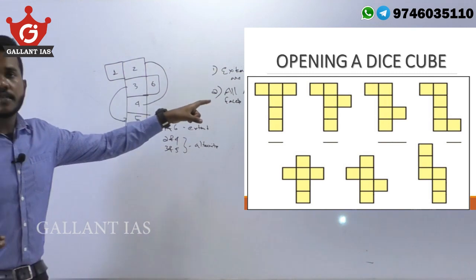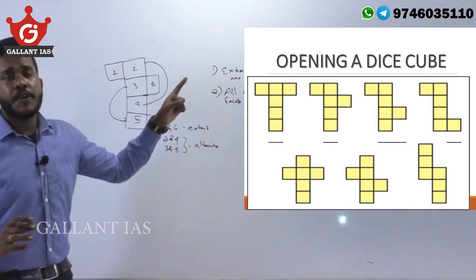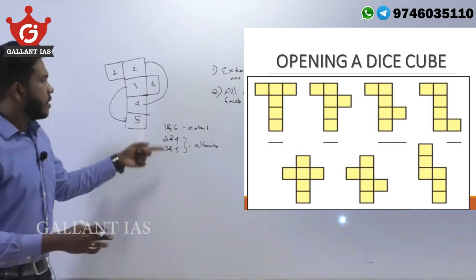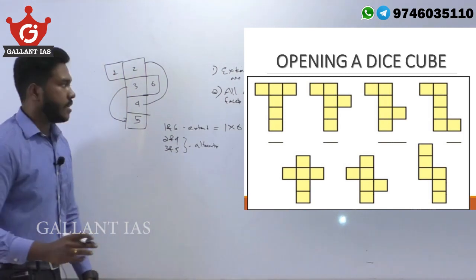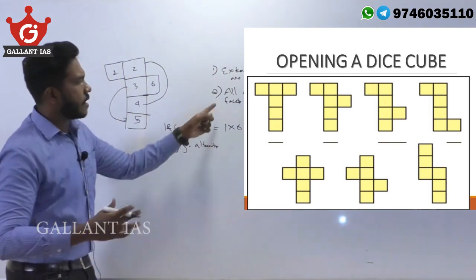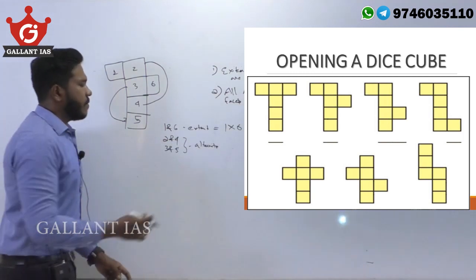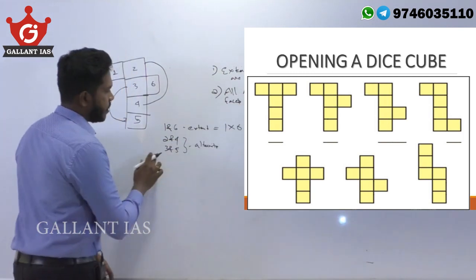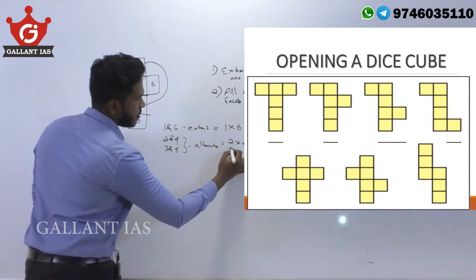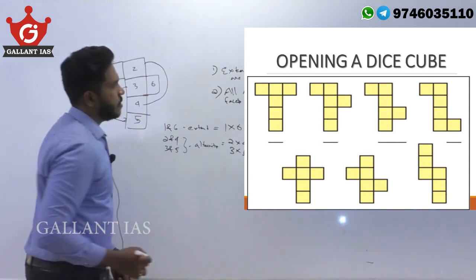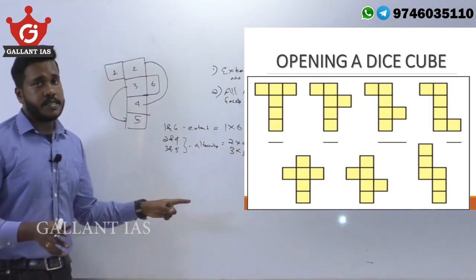What are the basic properties of these formats? The extended faces will be opposite to each other, so 1 will be opposite to 6. Similarly, consider the second property: the alternative faces will be opposite to each other. So we will get two pairs of opposite sides from the alternative faces: 2 will be opposite to 4 and 3 will be opposite to 5. So we got three pairs of opposite faces.